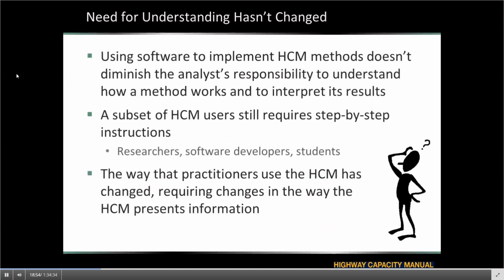Even though the majority of HCM users apply HCM methods through software, there is still a need for analysts to understand how a method works, even though they aren't performing step-by-step calculations. They need to know what inputs are required, how variations in those inputs may impact the results, the research basis underlying the method, the basic flow of calculations, the range of likely results, and resources to turn to in case of questions. In addition, a subset of users, including analysts who want to explore the reason behind a particular result, still requires in-depth information about each method.